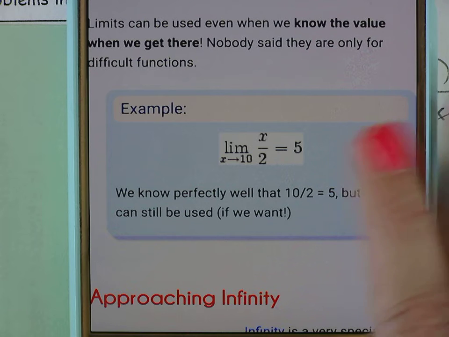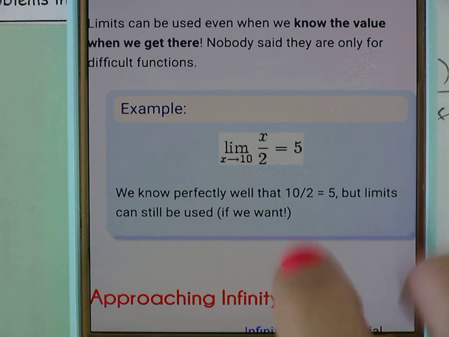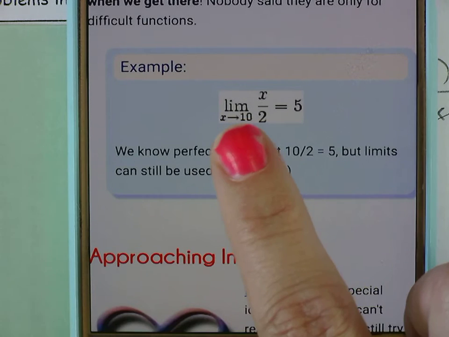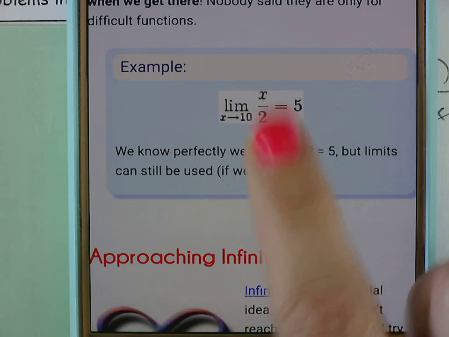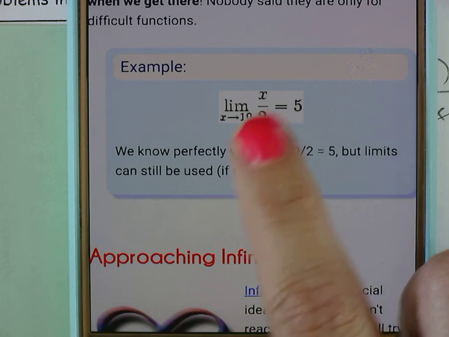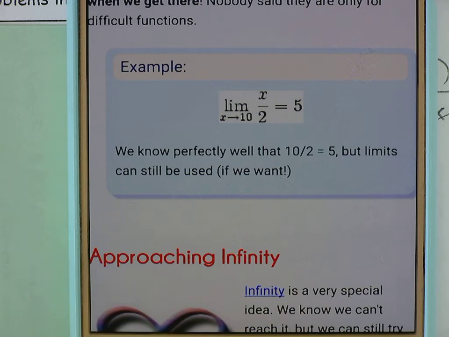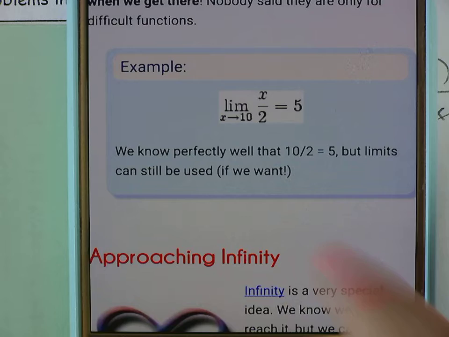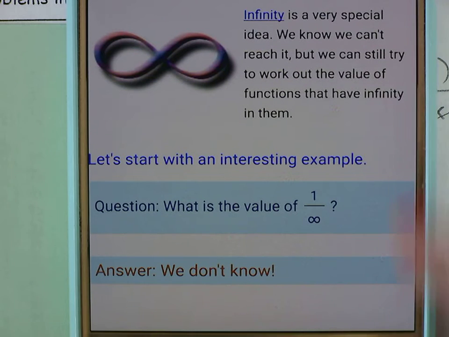Now, the next thing it says, are limits only for difficult functions? No. I could do the limit as x goes to 10 of x over 2 equals 5. If you plug in 10, 10 over 2 is going to be 5. We know that. We could still use the limit if we want to. It's just not going to be very valuable information because we already know what's going to happen there. Whereas when you do have indeterminate values, that's where it's going to be more useful.